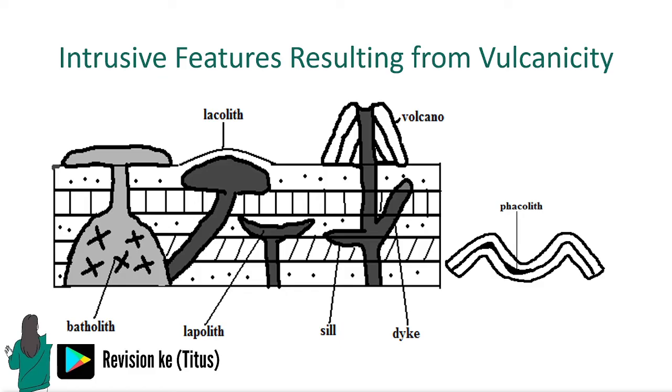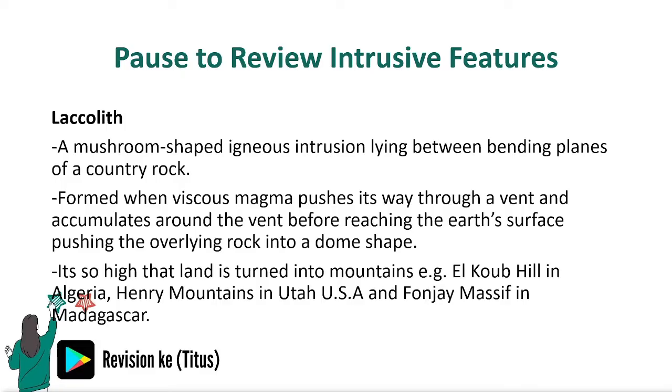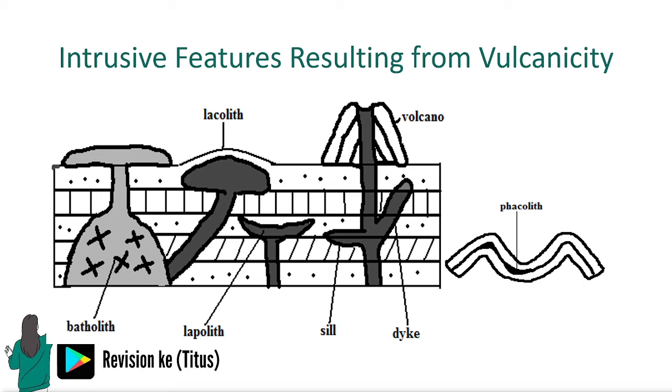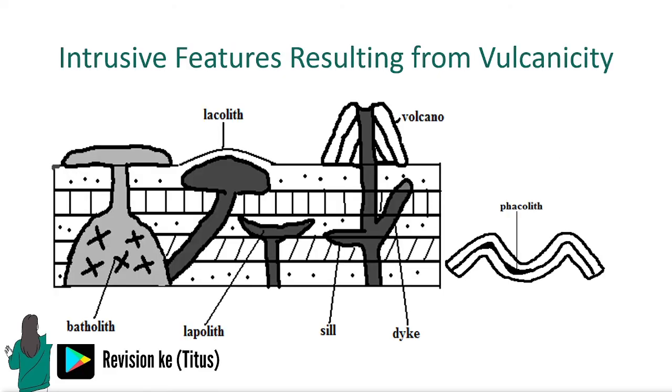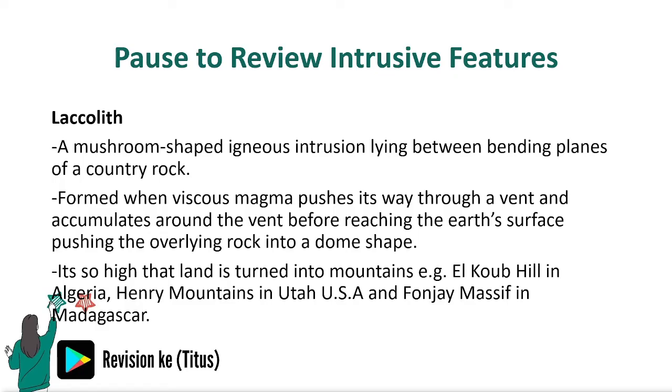Let's proceed. I allowed you time to pause and review the intrusive features. I hope you're able to note them down. So I'm going to just mention them and summarize them as we proceed. So the laccolith, which you can see here, it's a mushroom-shaped igneous intrusion lying between bending planes of a country rock.